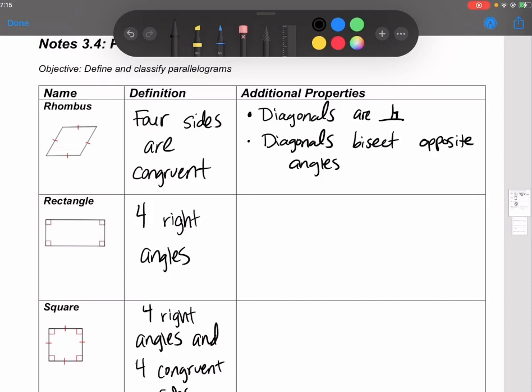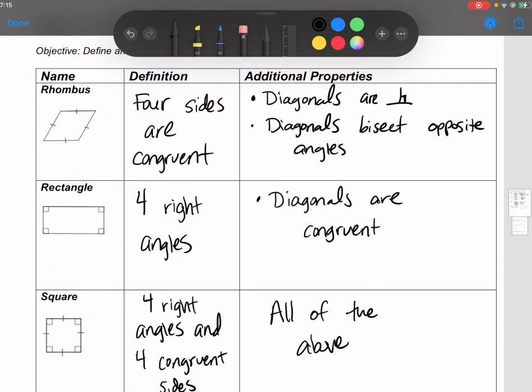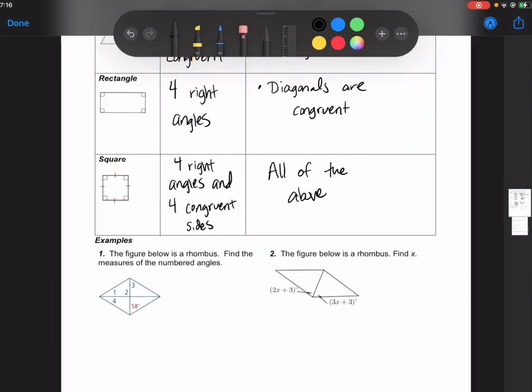Now, specific to rectangles, the only big thing is that diagonals are congruent, or that they're equal. So a square, the special properties are all of the above. Remember, a square is both a rhombus and a rectangle, so everything applies to a square. So let's go ahead and talk about that with some specific problems.